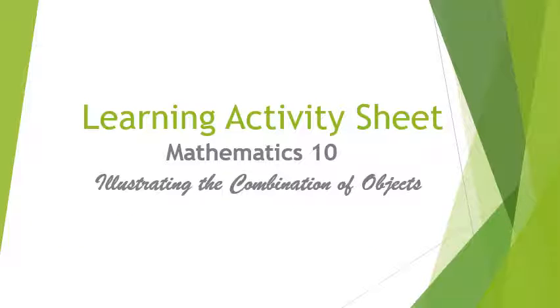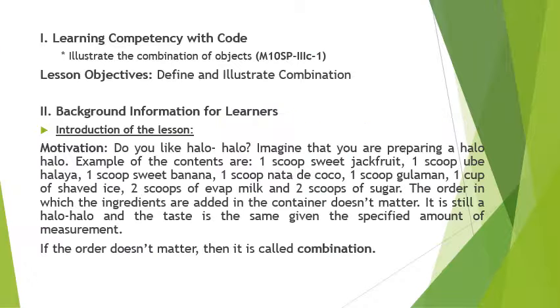Good morning, everyone. My name is Mayflower Becudo, and I'm going to present to you our learning activity sheet applying the lecture cum demonstration method. Our topic is from Mathematics 10, illustrating the combination of objects. The learning competency of our topic is to illustrate the combination of objects. Our lesson objectives are to define and illustrate combination. First, let's proceed with the background information for learners.